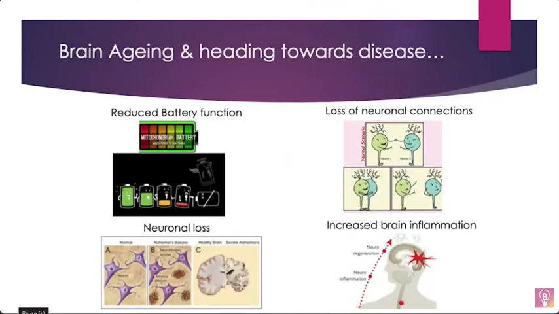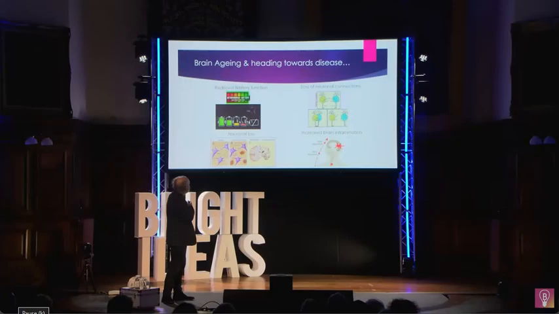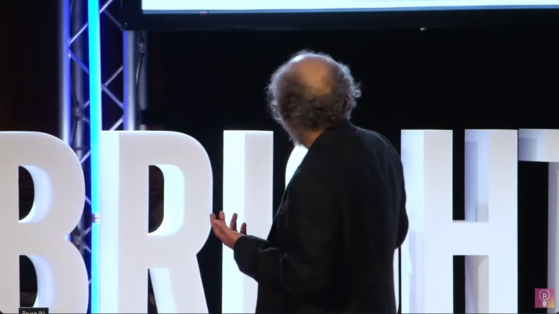I'm going to tell you a little bit about what happens in aging. When you get to my age, things are starting to go a bit awry. So things like reduced battery function. What I mean by that is, in the cell you've got an organelle called the mitochondria, and that's your battery, basically, that runs the cell. As you age, that starts to drain a bit, getting lower and lower in terms of activity.